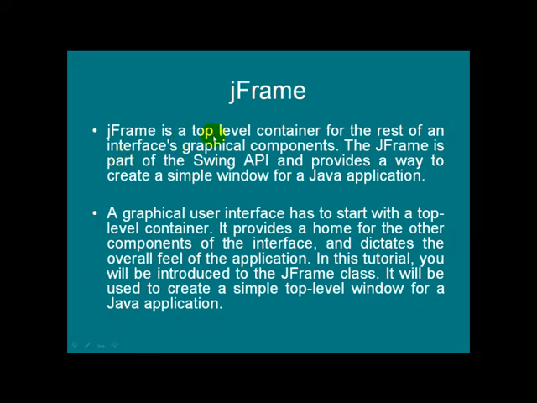So JFrame is a top level container for the rest of an interface's graphical components. For example, the JTextFields, JComboBoxes, JCheckBoxes, etc. The JFrame is a part of the Swing API and provides a way to create a simple window for a Java application. A graphical user interface has to start with a top level container. It provides a home for the other components of the interface and dictates the overall feel of the application.